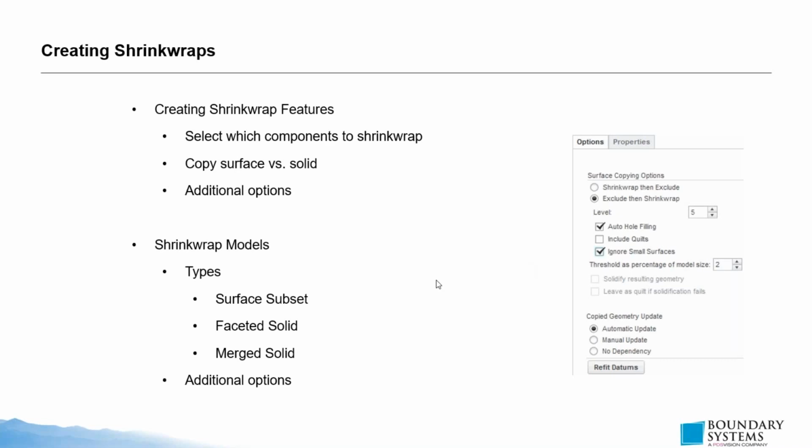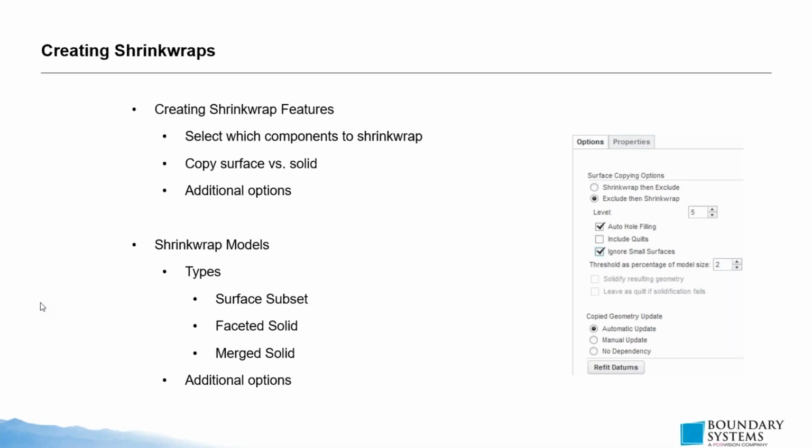And from there, there's a drop-down that you can save as a Shrinkwrap rather than whatever other type of file you would like to save as. From there, a window will open up with lots of different options to make that Shrinkwrap model. Among those options are the type of Shrinkwrap model that you want to create.